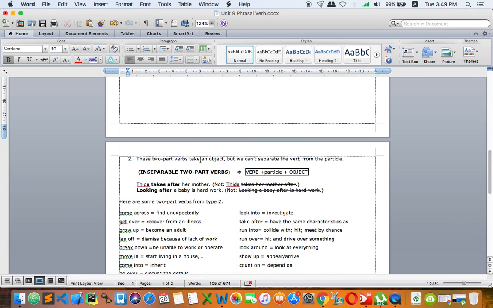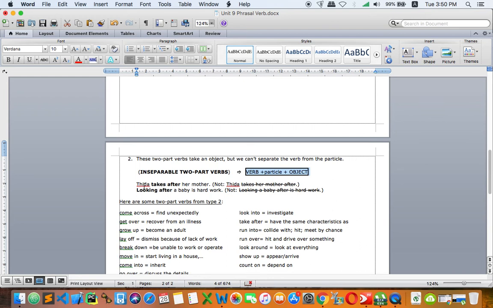These two-part verbs take an object, but we can separate the verb from the particle. Okay, inseparable means that we cannot separate at all. So what is it exactly? Inseparable two-part verbs, you can say verb plus particle plus an object. Only one form, but for separable we have two forms, so you can go back to that lesson. Don't worry, I will share this handout with you so that you can read more.